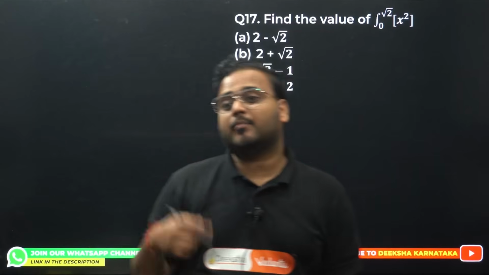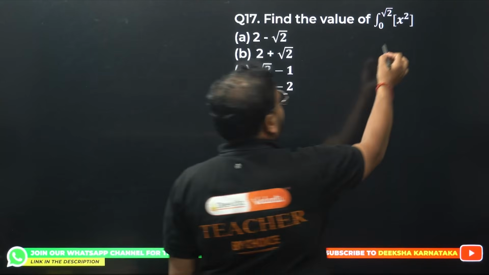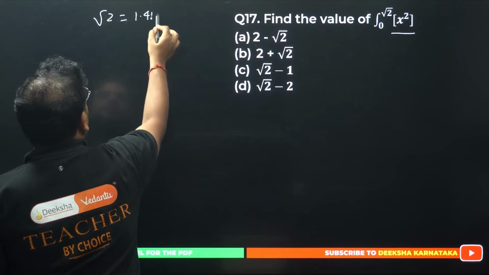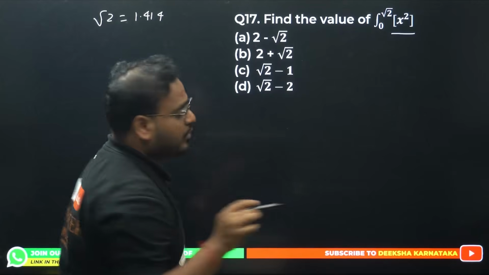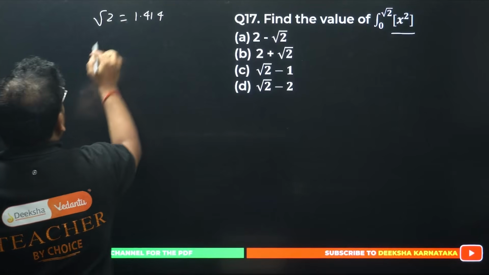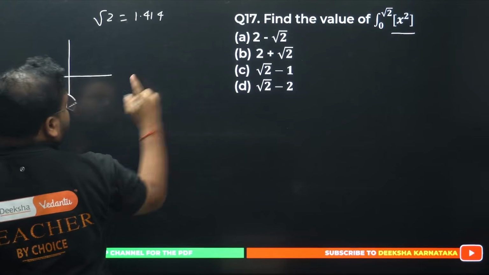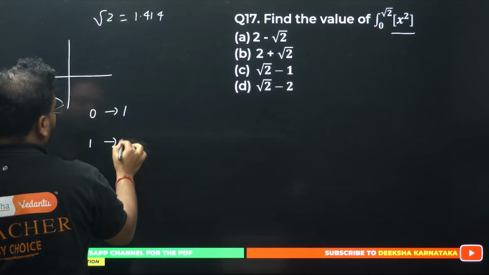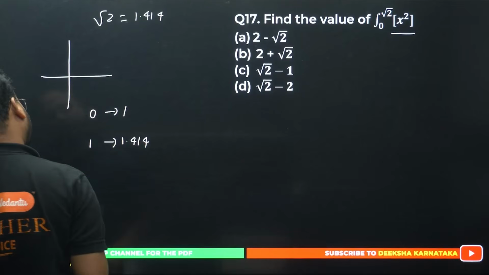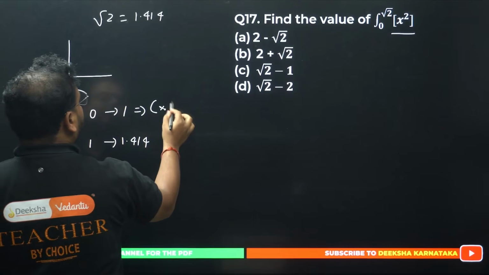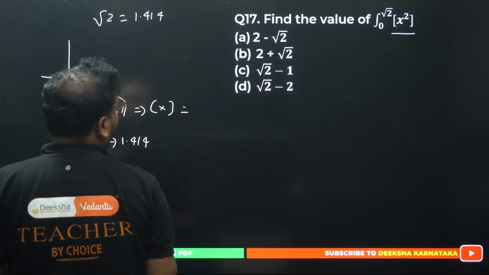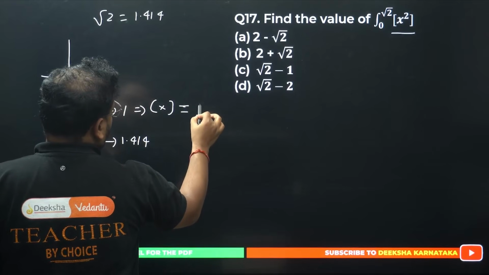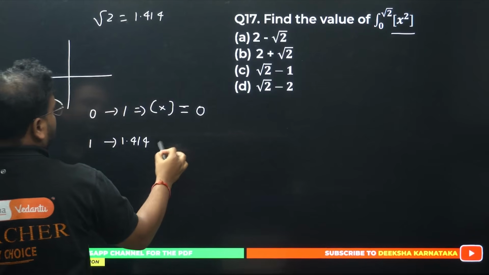Question number 17. Same, another problem on GIF. Greater integer function of x square. Root 2 is what? Root 2 is 1.414. Okay. We know that we're looking for 0 to 1.414. So we can go from 0 to 1 and then 1 to 1.414. Over here, this will become what? This will become 1, right? No, this will become 0. This will be 1, right? Yeah.